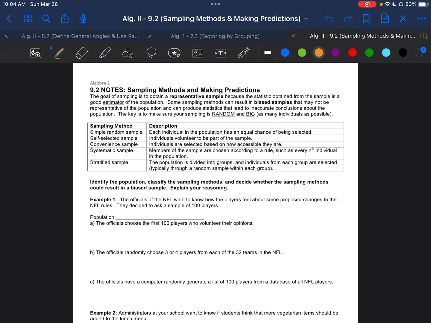Welcome everybody to Algebra 2, Section 9.2, Sampling Methods and Making Predictions.